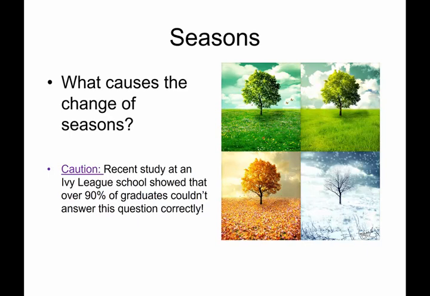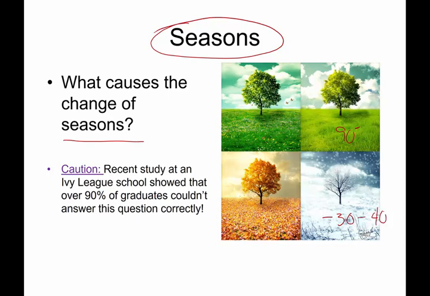This time, ladies and gentlemen, we're going to be talking about the seasons. What actually causes the change in seasons? It's quite dramatic that you can go from temperatures that are in the 90s to temperatures that can be minus 30 to 40 degrees Fahrenheit. That's quite a huge swing in temperature for our little planet. But what actually makes that happen?